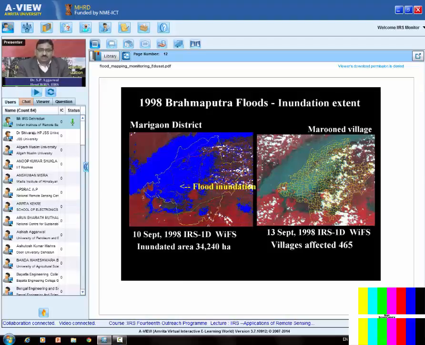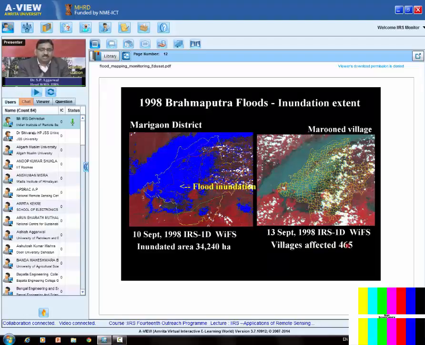Now, see this picture. This is the Maribam district. Then, you superimpose the village boundary here and immediately, GIS will give a direct answer: you will get how many villages are affected. If you count 1, 2, 3, 4, it is 465 villages that are affected.